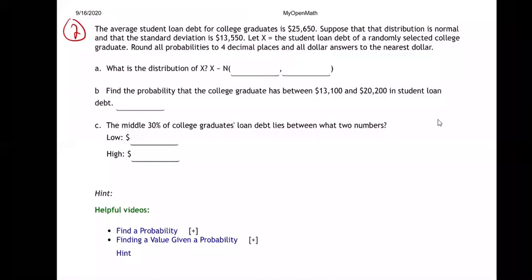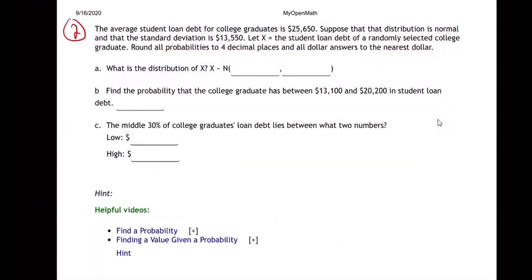So number 2, the average student loan debt for college graduates is $25,650. Suppose that the distribution is normal and that the standard deviation is $13,550. Let X equal the student loan debt of a randomly selected college graduate. Round all probabilities to 4 decimal places and all dollar answers to the nearest dollar. What is the distribution of X?